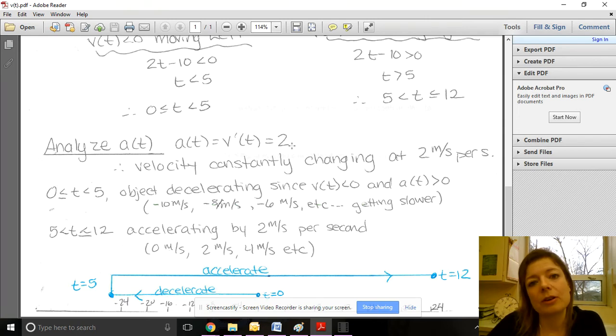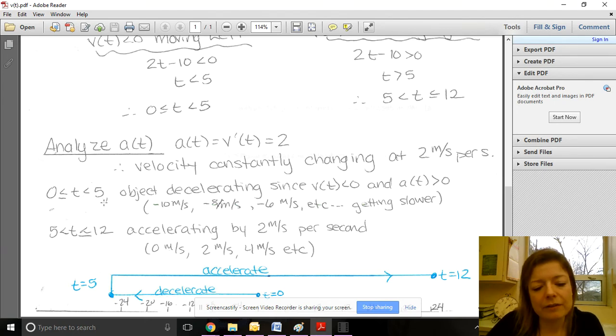Notice I didn't say that it was always increasing, because even though it is increasing, it's kind of confusing to use that language because that doesn't always mean accelerating, but it is constantly increasing. That would be correct to say. However, it is not constantly accelerating.